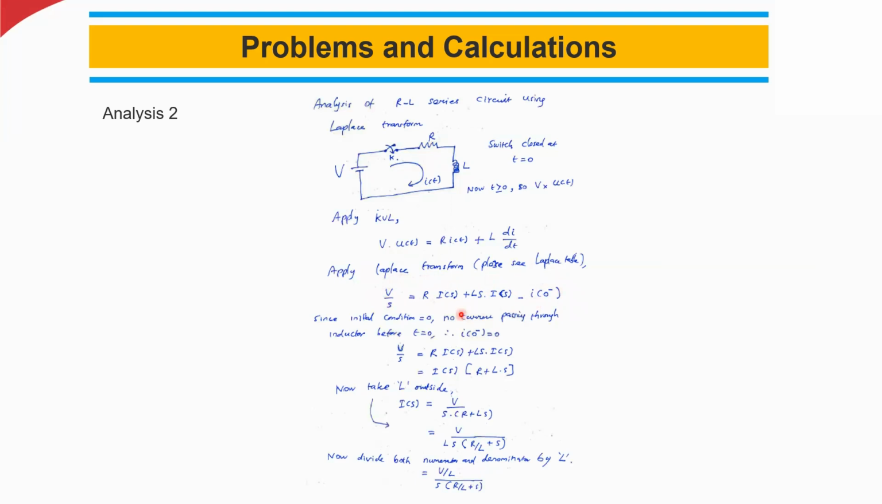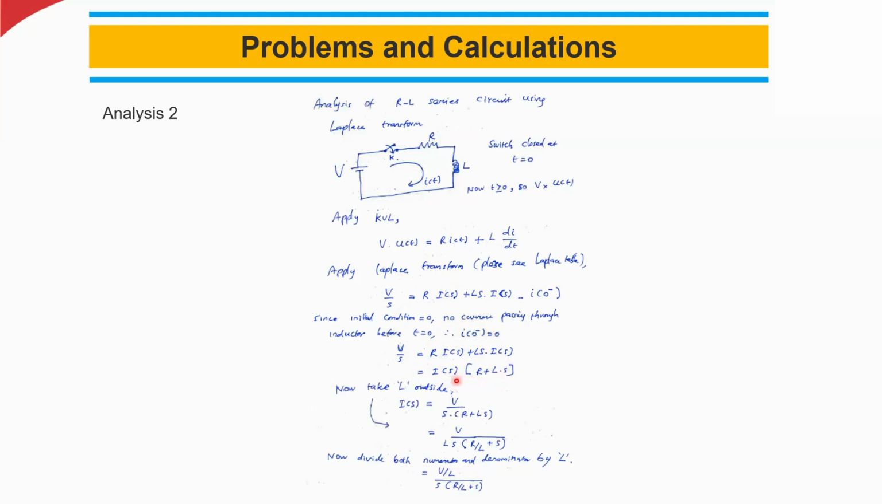Now if I assume the initial condition in this inductor is equal to 0, then we can remove that term. We can rewrite the equation as V divided by S equals R times I(S) plus Ls times I(S). Here I(S) is common, so I take it outside the bracket: I(S) times the bracket R plus Ls.